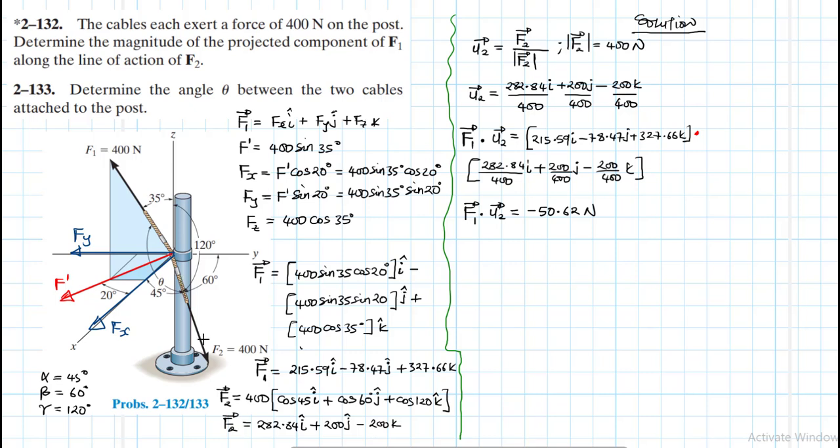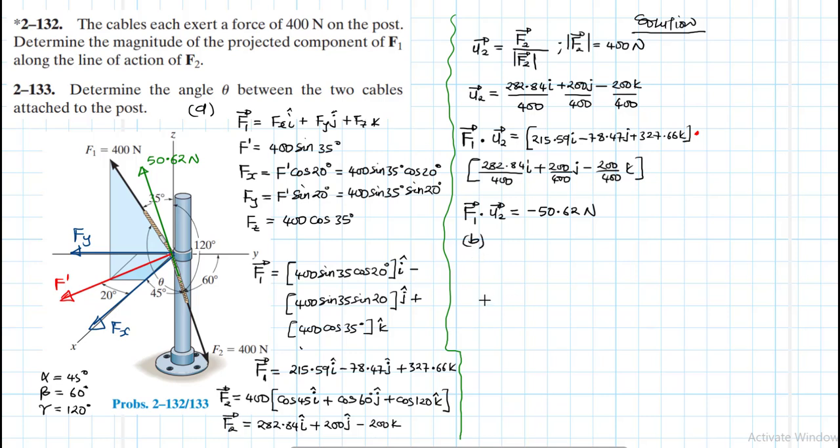Is that fine? Great. So there we go. This is it. That is what it means when you have a negative like that. So this 50.62 newtons is the component magnitude of the projected component of F1 along F2. It is collinear with F2, but just in the opposite direction. Right? So we found the first part. We have been doing part A all this time. So let's go to part B.